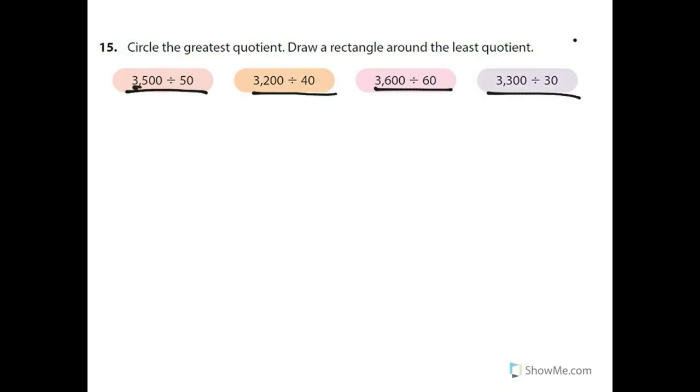So 35 divided by 5 is 7. 2 zeros minus 1 zero, 1 zero. 32 divided by 4 is 8. 2 zeros minus 1 zero, 1 zero.